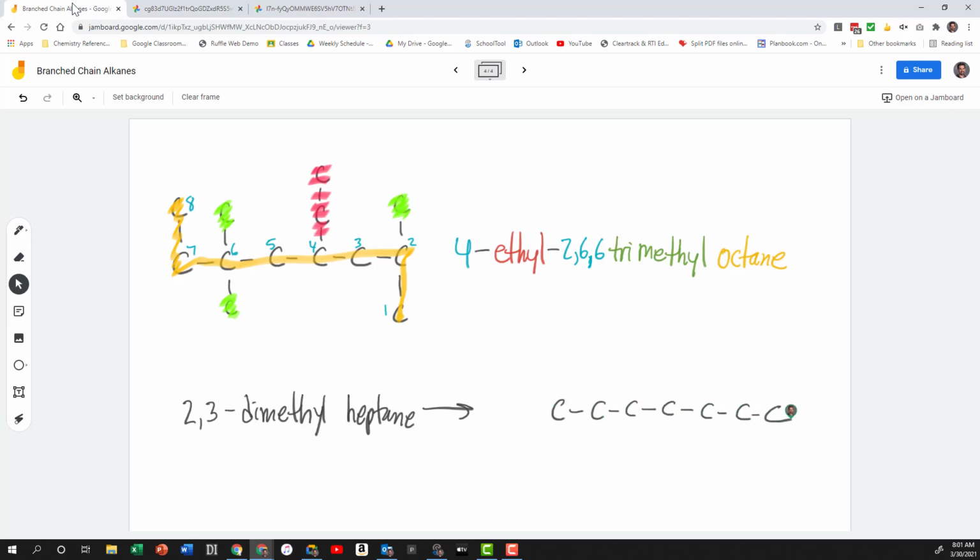And guess what? I don't care if you put the H's. I really don't. It's just assumed that the H's are there. All right. 7, and then 2, 3. So we're going to put a methyl on the 2 and on the 3. There you go. There's your 2,3-dimethylheptane.